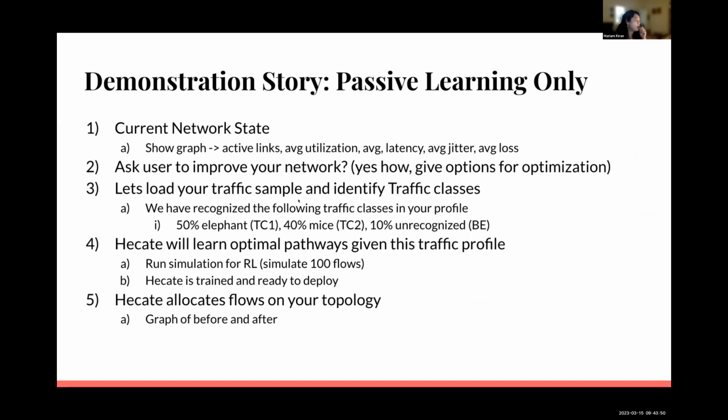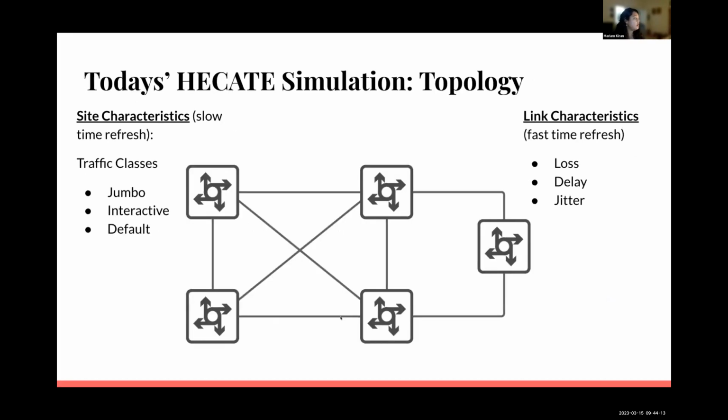We have a current state of the network here. We ask the user what they want to be optimized on. And in this particular case, the AI reads in, it recognizes that the traffic classes have 50% elephant versus 40% mice and 10% unrecognized. And then Hecate will run 100 flows to simulate, and then it trains, and then it allocates the graph. So this is the network topology which we've been testing with, and we simulate traffic and data on this.